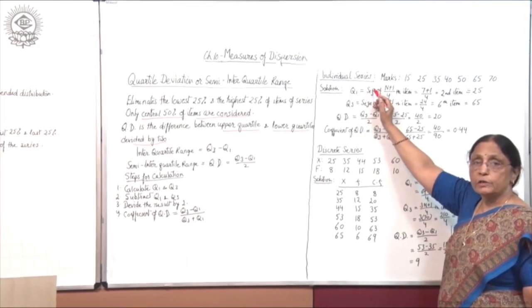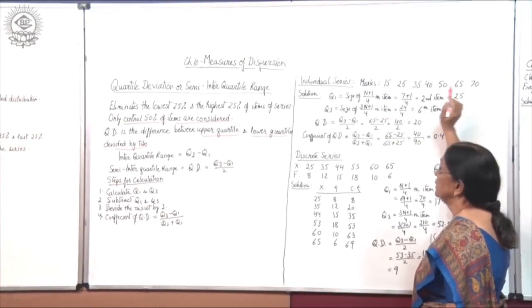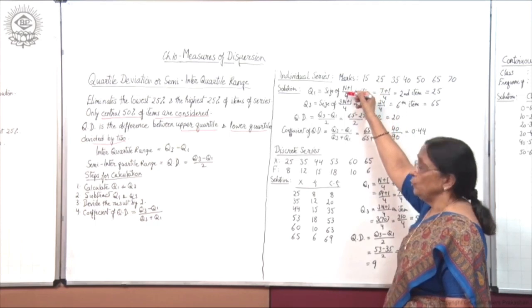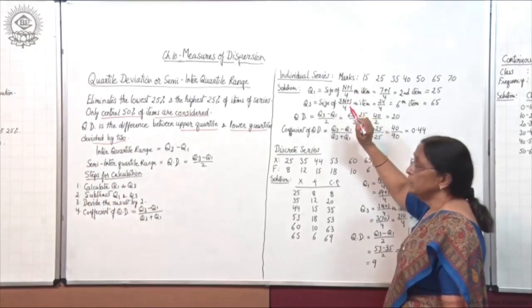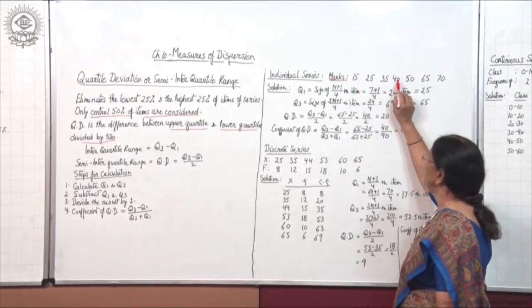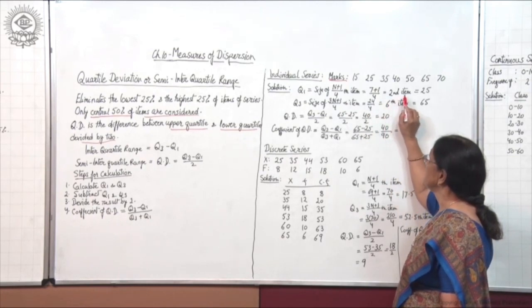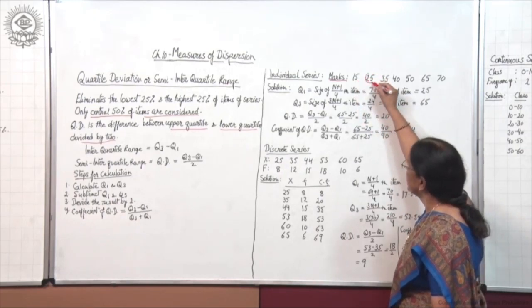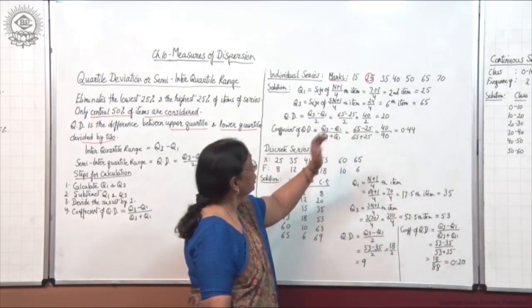First we will take the individual series. Marks are given like this; these are individual items. How do we find Q1 and Q3? Q1 is the size of (n plus 1) upon 4th item, the formula for Q1 in the individual series. And n is the total number of items given, 1, 2, 3, 4, 5, 6, 7, so n here is 7. 7 plus 1 upon 4 is the second item, so Q1 is 25.